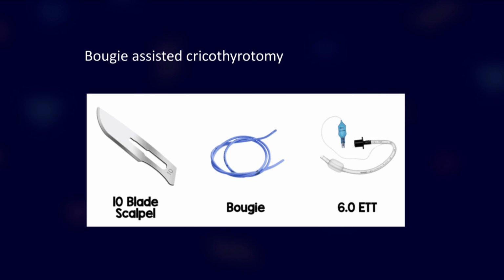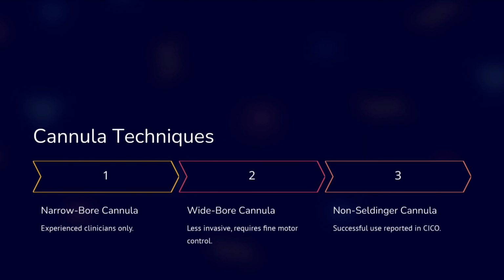Now these are the equipment that we use for bougie assisted cricothyrotomy. We use a scalpel blade, a bougie, and a size 6 cuffed endotracheal tube. There are some other cannula techniques as well, with narrow bore cannula, wide bore cannula over guide wire, and non-Seldinger wide bore cannula. These techniques require specific equipment which may or may not be present all the time, and this kind of scenario arises once a year or even less frequently. So scalpel cricothyrotomy is the easiest and best technique in my opinion.